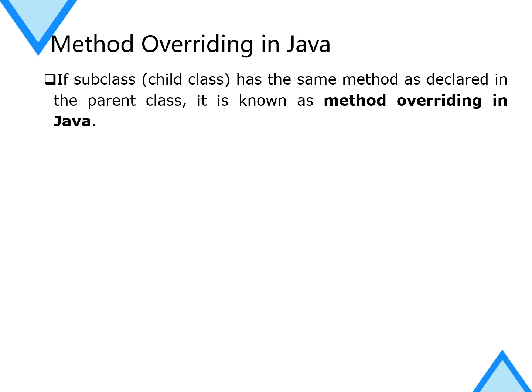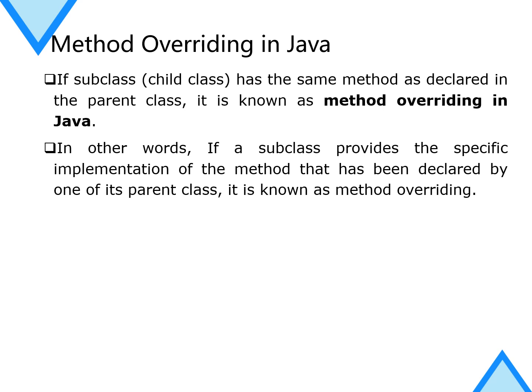We must have one class as a parent and one class as a child, and the same method which is implemented in the parent class we are implementing in the child class. So there must be some conditions for method overriding, like there must be inheritance. In other words, if a subclass provides the specific implementation of a method that has been declared by one of its parent classes, it is known as method overriding.